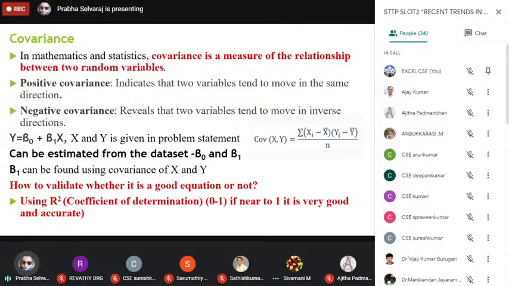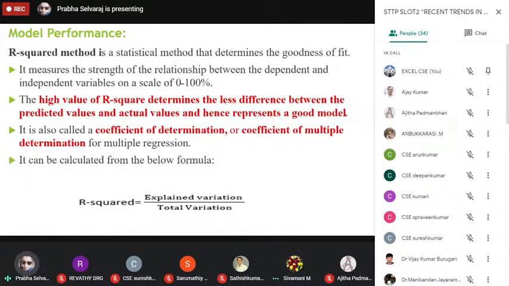In order to find that out, I'm going to use R square. I will calculate the value of R square, and this is the coefficient of determination. I will find out the value, and based on that, I will decide whether it is a good or bad model. The R square method is a statistical method which finds the goodness of fit, how perfectly the line fits.